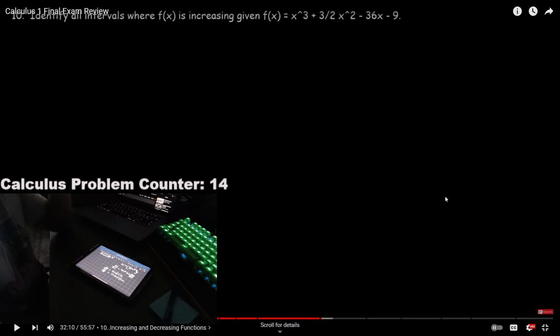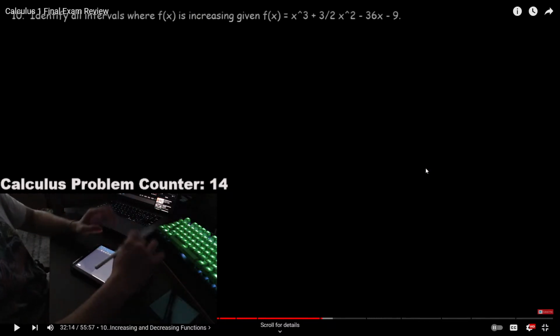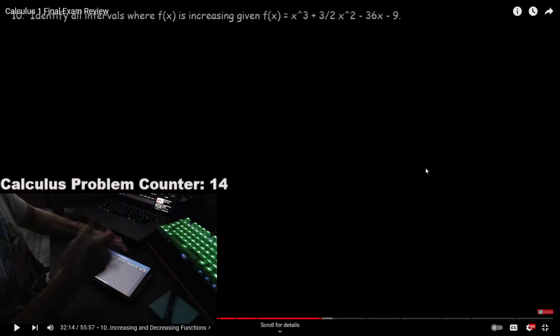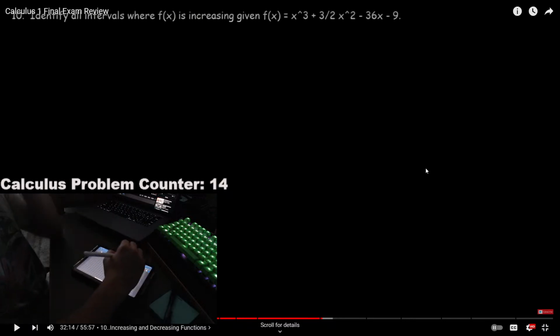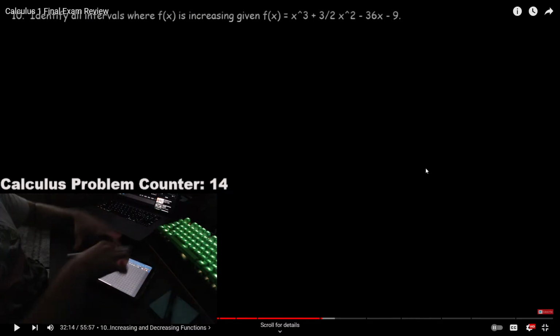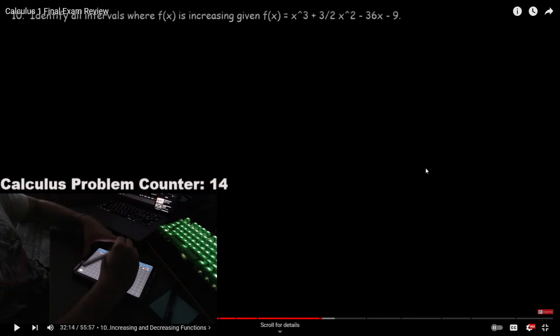I think we're fine. f of x is equal to x cubed plus 3 over 2. Oh, I like these problems. Okay, so I've done 15 so far. So this one says identify all the intervals where f of x is increasing. Okay, I'm going to try to solve this. Do I remember this? Let's see.